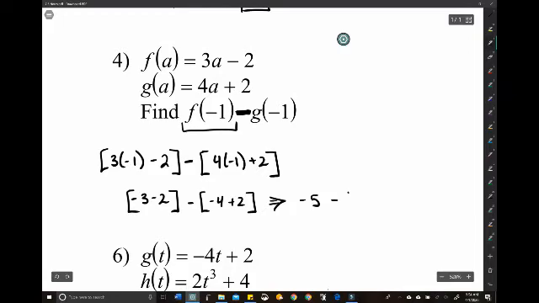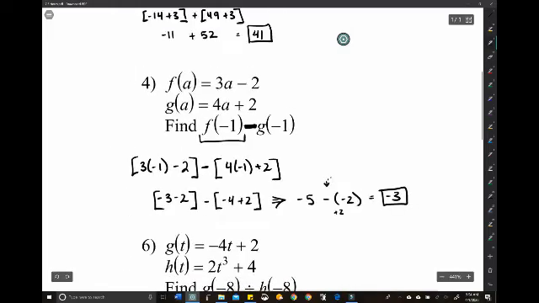minus, okay, if you think negative 4 plus 2 is negative 2, so that's where it could get tricky, minus a negative, but you guys know that would just be a positive. Okay, so negative 5 plus 2 is negative 3. So just be careful with subtraction and so forth.